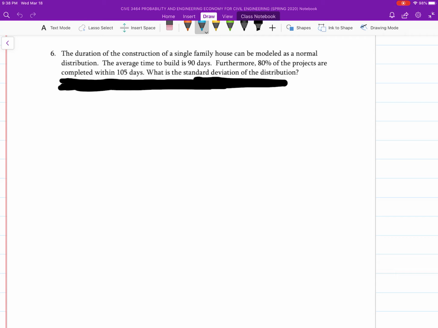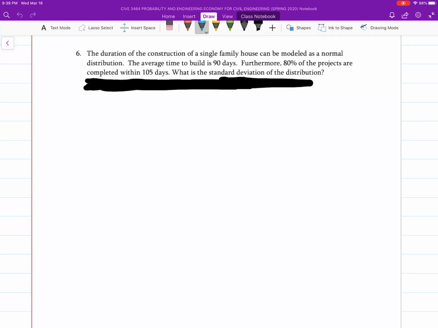So here's what the question is about. It says the duration of the construction of a single family house can be modeled as a normal distribution. The average time to build is 90 days. Furthermore, 80% of the projects are completed within 105 days. What is the standard deviation of the distribution? Again, I showed the calculation but covered it with a black bar, so I'm going to show you step by step how we get there.